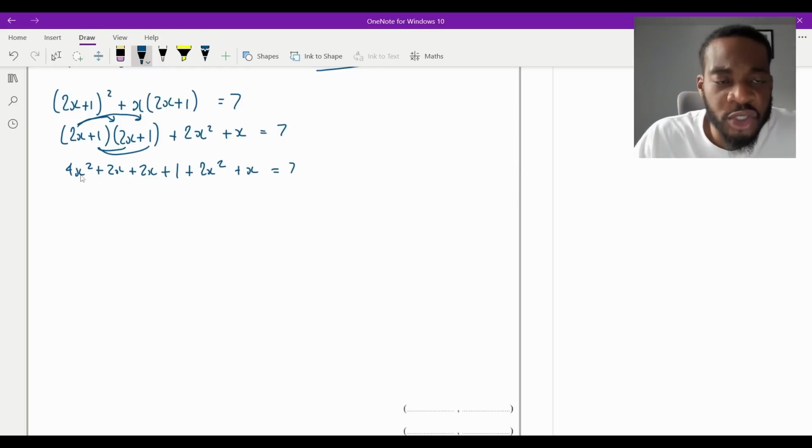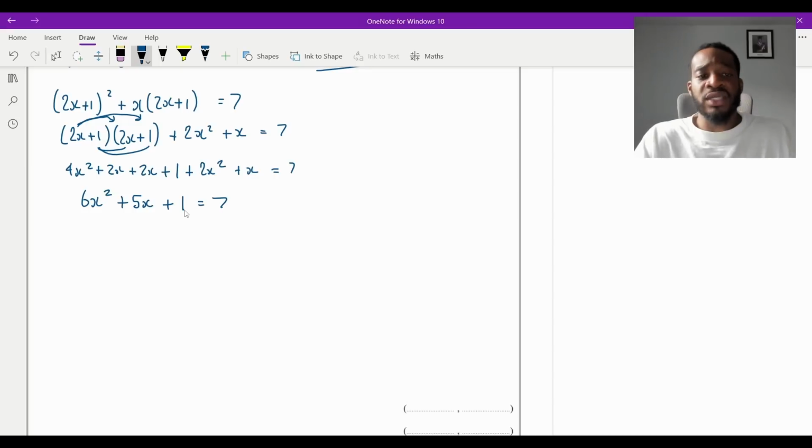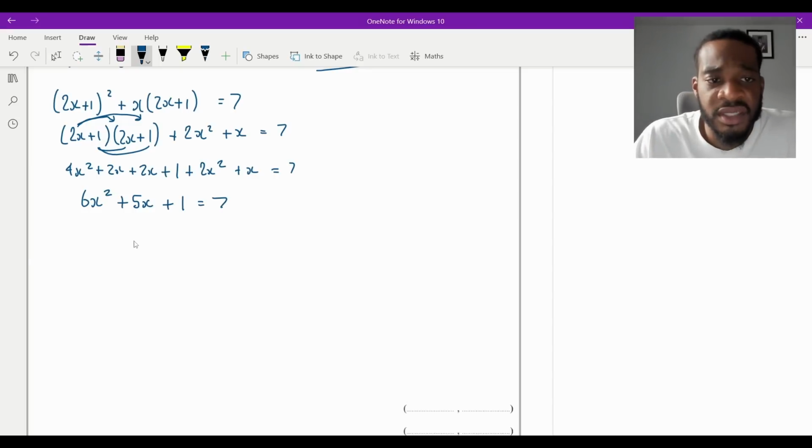So 4x squared plus 2x squared is going to be 6x squared, like that. 2x plus 2x plus another x is going to be a 5x, isn't it? So I get that there. And then I've got a plus 1. And then this is equal to 7. Now, remember, we're dealing with a quadratic equation. You want to move everything to the one side and make it equal to 0. So I'm going to move the 7 over there. So it's going to be 6x squared plus 5x, and then 1 take away 7 is minus 6, isn't it? And then this is equal to 0.